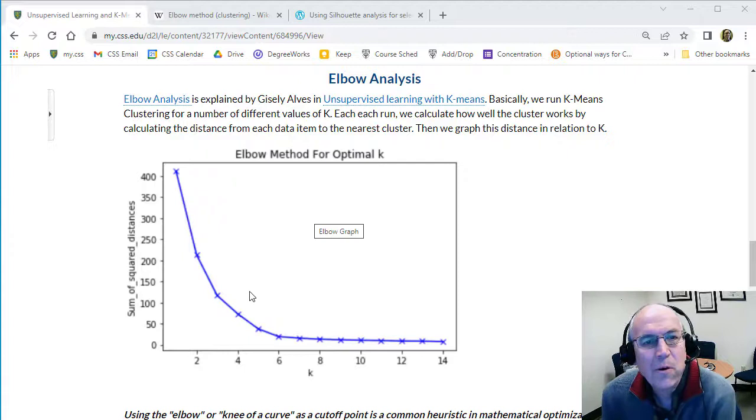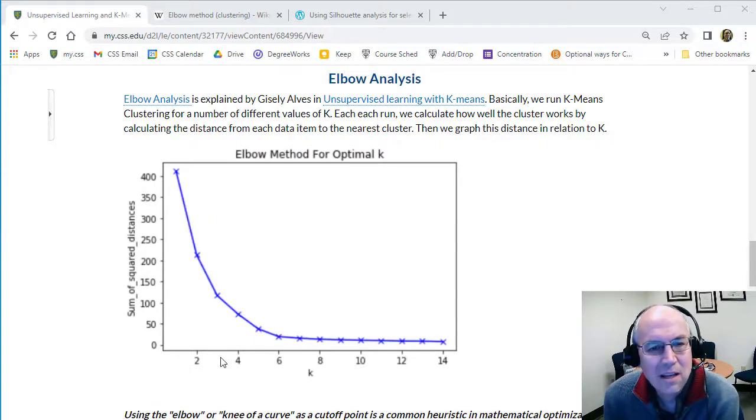So for elbow analysis, what we do is we run our clustering algorithm with a whole bunch of different cluster sizes here. And then we see how well they're clustered. So what we're going to do is sum the squares of all the distances. We do some measurement of how good these clusters are. And so basically we are going to calculate the distance of each data point to its nearest cluster center here.